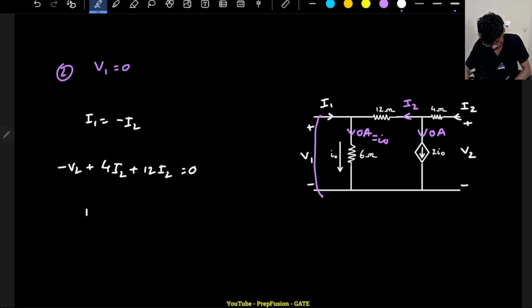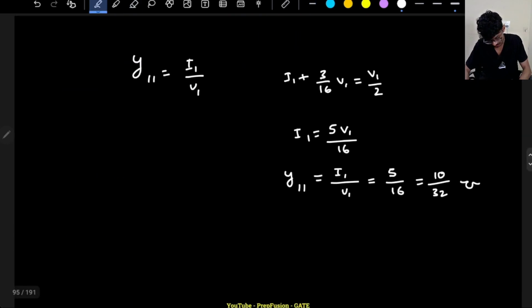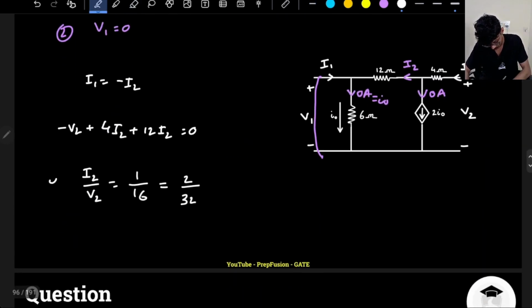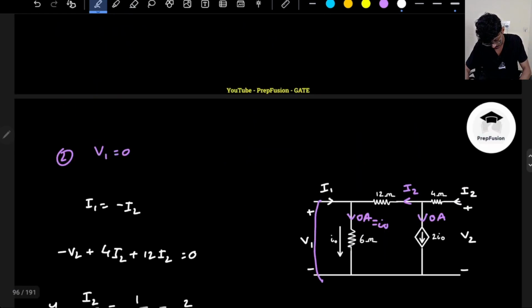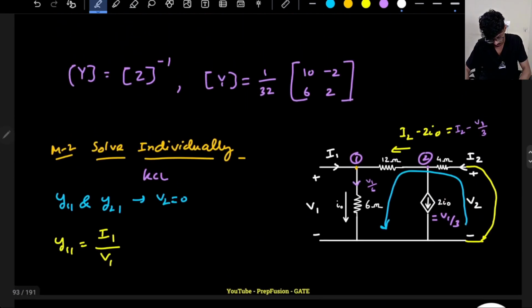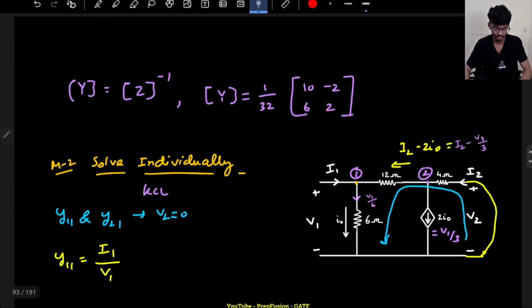So I2 by V2 is simply 1 by 16. If I multiply 2 on both sides, it will be 2 by 32. Let's verify. So it is Y22, right? Let's verify. Our Z parameters we have there. Yes, it is 2 by 32, whatever we have found out.